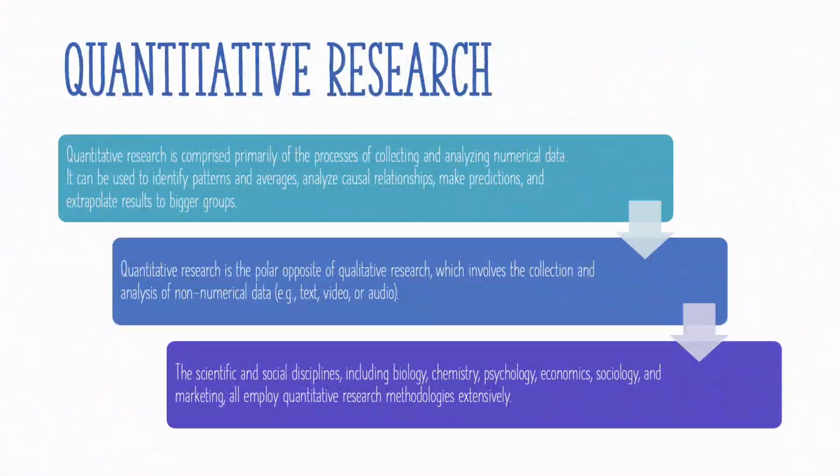The processes of gathering and evaluating numerical data are the two main components of quantitative research. It is possible to use it to uncover patterns and averages, evaluate causal linkages, make predictions, and generalize results to larger groups. Quantitative research is the antithesis of qualitative research, which entails the gathering and examination of information that is not numerical in nature, for example, text, video, or audio. The fields of the scientific and social sciences, such as biology, chemistry, psychology, economics, sociology, and marketing, all make extensive use of quantitative research methods.